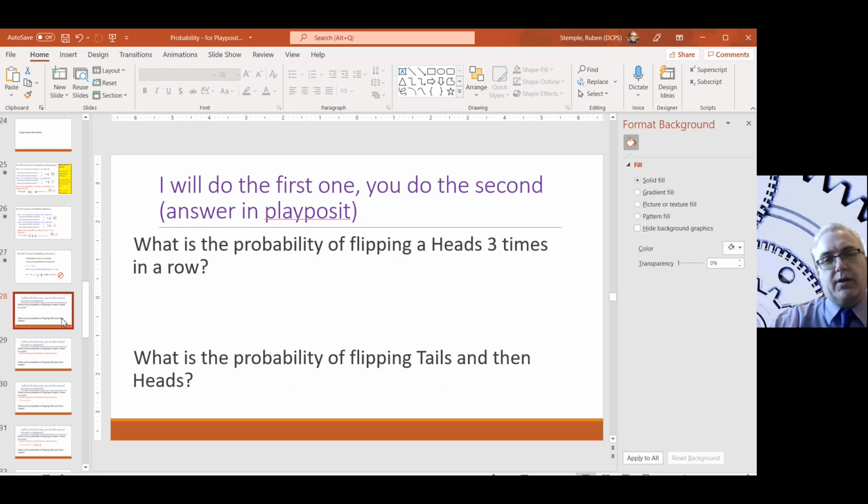So we're going to do 2 examples here. I'm going to do the first one, and then you do the second one. Answer it in Peardeck. So what is the probability of flipping a heads 3 times in a row? Back to coin flipping, right? What's the probability that I flip a coin heads 3 times in a row?